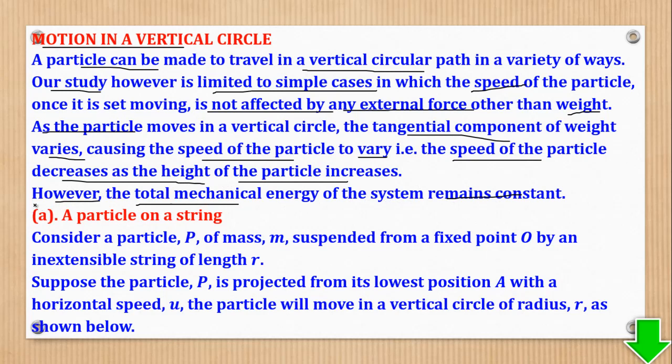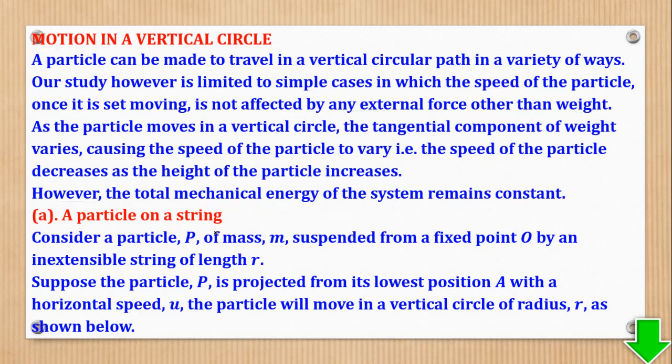So there are various cases. Let's start with the first one, of a particle attached to a string, and the particle makes a vertical circle. Consider a particle P of mass m suspended from a point O by an inextensible string of length r. Suppose the particle P is projected from its lowest position A with a horizontal speed u. The particle will move in a vertical circle of radius r as shown.